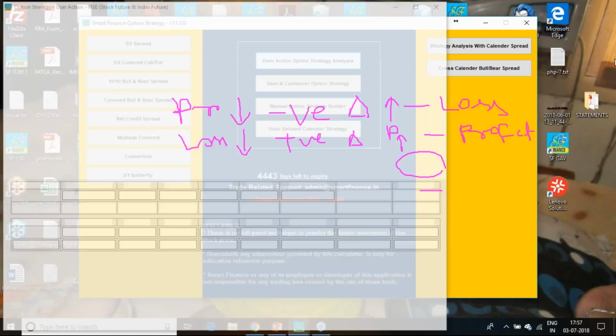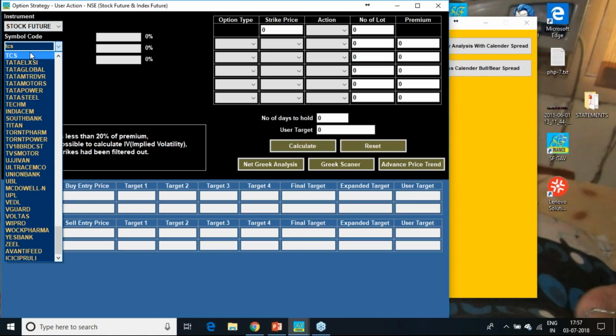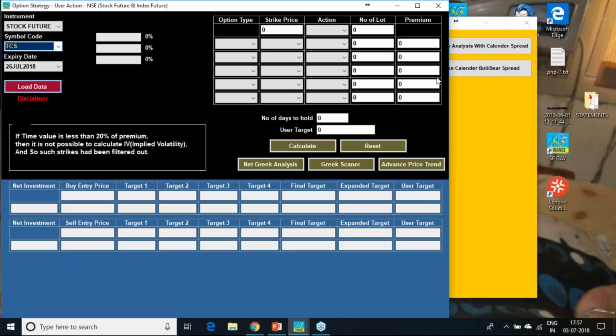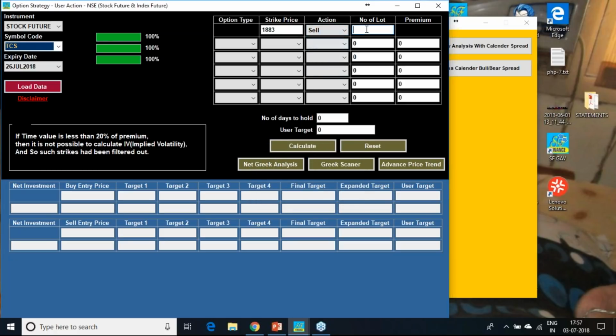So I am going for user action strategy, and here say I am just going for stock future. I am loading the DGX and loading this symbol, and some strategy I am going to form. Say I am selling one lot of future. I am buying a call option of 1900, two lots. And I am selling a put option also along with that, say the 1825 put option, one lot. I am going to hold for 3 to 5 days here. Calculate. So this gives you a projection of your profit and loss.